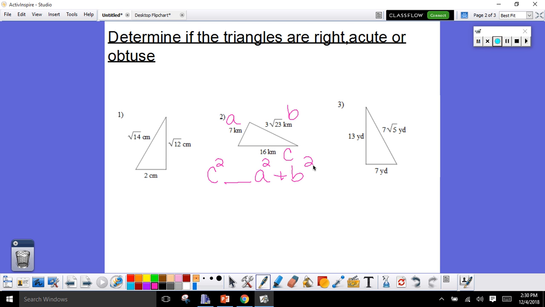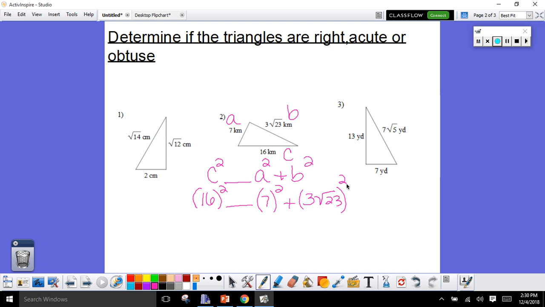Instead of the C, I'm going to put parentheses 16 squared, a space in between, and then I'm going to put parentheses 7 squared plus parentheses 3 square root of 23, close parentheses, and squared. Make sure that we're following all of the steps.